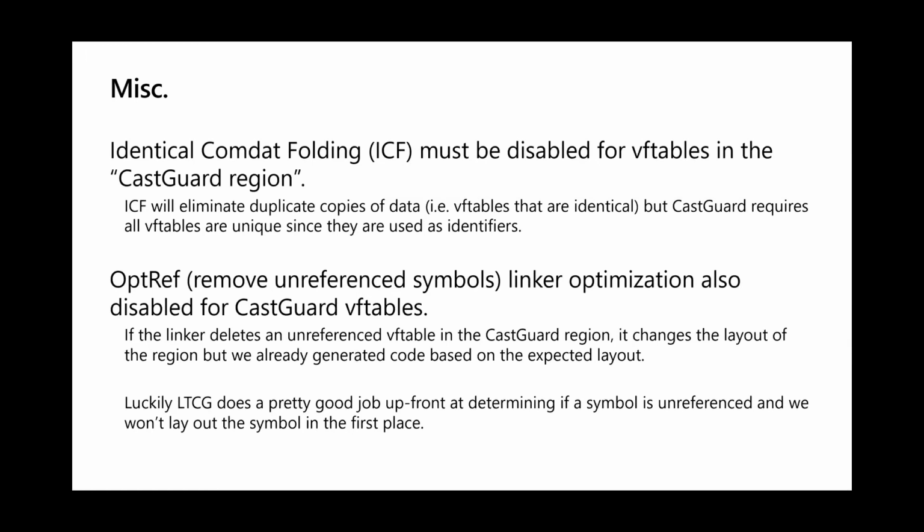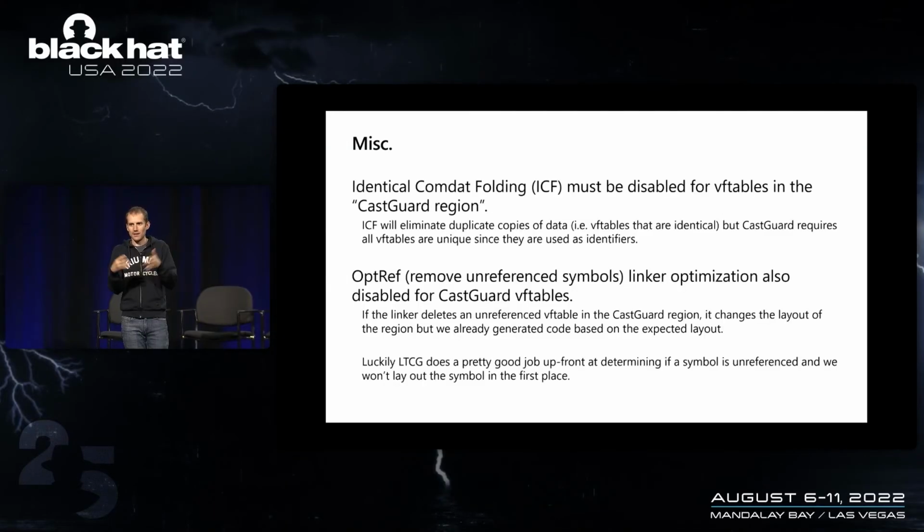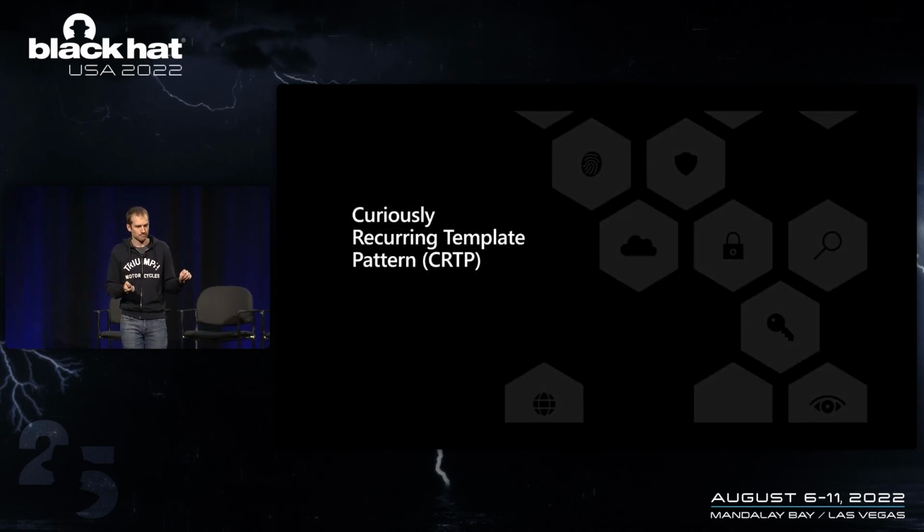But with CastGuard, that's kind of a problem, because we're using the vtables as a way to uniquely identify objects, and so we don't want all the vtables to be merged into one single copy, because then we can't uniquely identify objects anymore. And so any vtable that is laid out in the CastGuard region, we turn ICF off for. If the vtable is not going to be used in a cast check, then it can still be ICF'd by the linker. We don't care about it. But if it is going to be used in a cast check, no ICF.